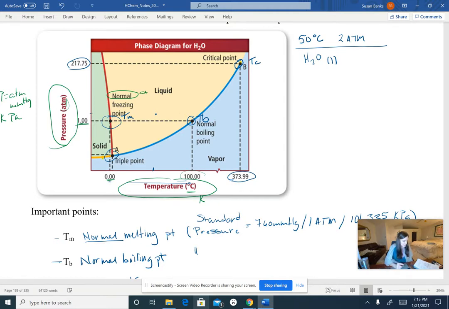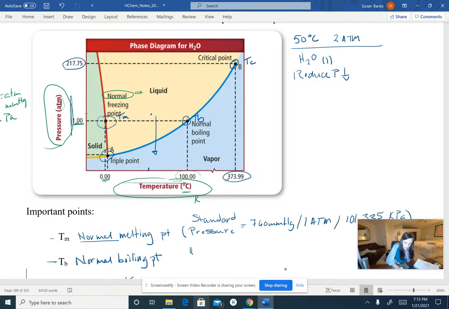Now what happens if I reduce the pressure? If I reduce the pressure, I take that pressure down. So let's think. Our pressure is along the y-axis. So if I take that pressure down, I will go from the liquid to the vapor state. So as I take that pressure down, I will go from the liquid state to the gaseous state or the vapor state, which means I will vaporize that water.